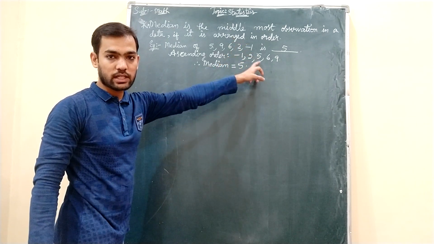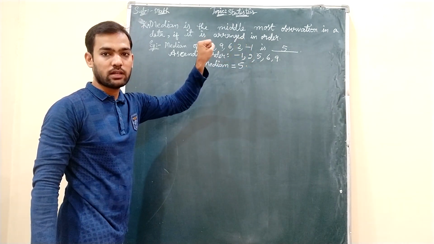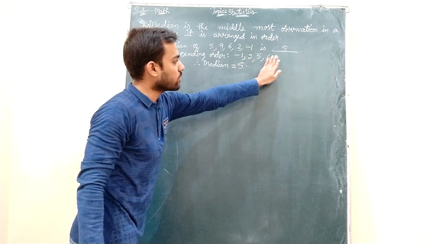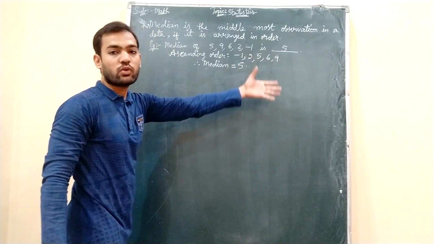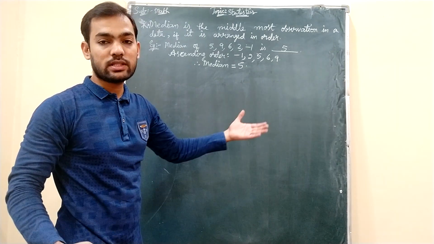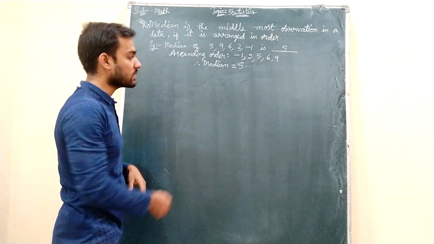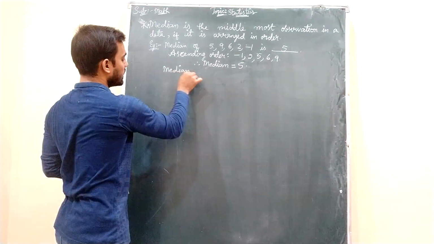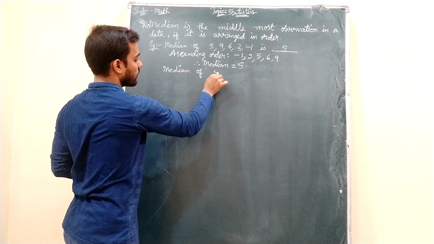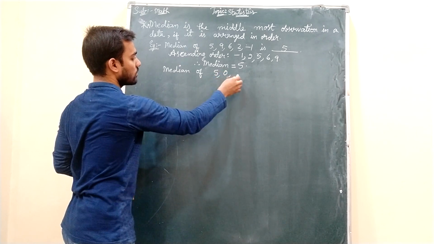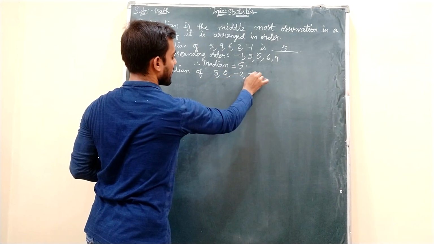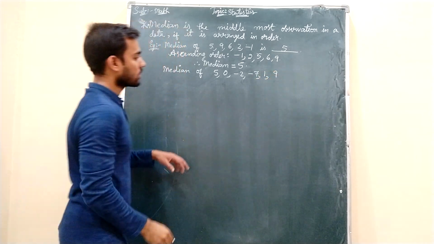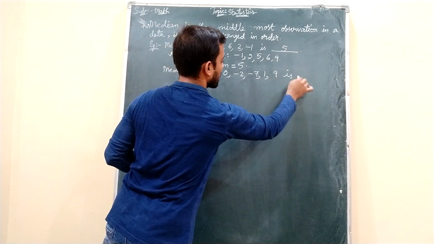First of all, you have to arrange in an order and then you need to pick up the middle value. See, here 5 values are there. So 2 goes here, 2 goes there, middle one remains. Sometimes what will happen, you will get 6 values. So we will see how to find out median if 6 numbers are given. Median of 5, 0, minus 2, minus 7, 1, 9 is dash.